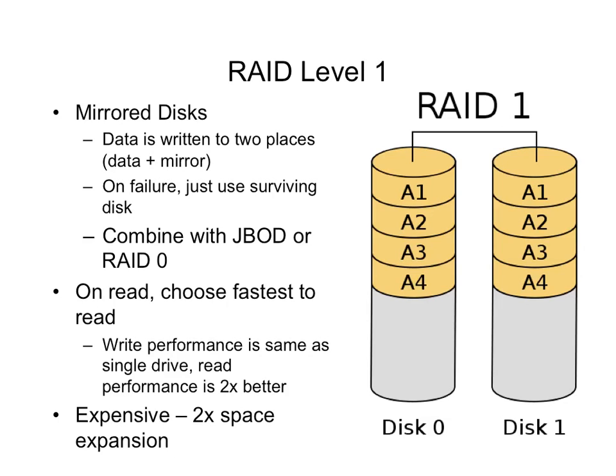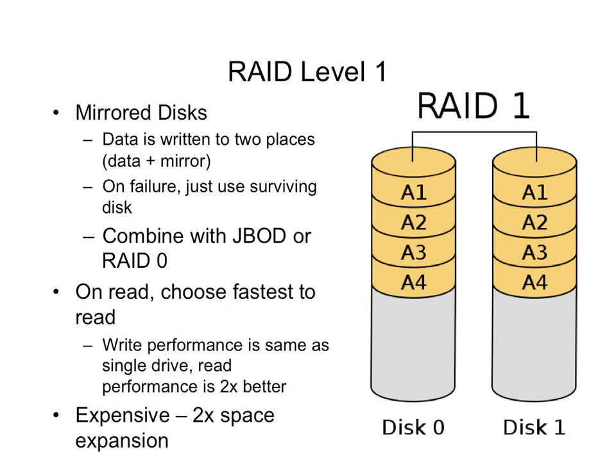The other thing we can do is, when you read, if you want to be smarter, you could pick the fastest disk. If the disk arms are in different positions on the two disks, you could decide to read from the one that has the shorter seek time. So you can actually make performance slightly better. When we look at the capacity of this, clearly we're losing some capacity. We bought two disks, we're only storing one disk worth of data. So it's not quite as good.